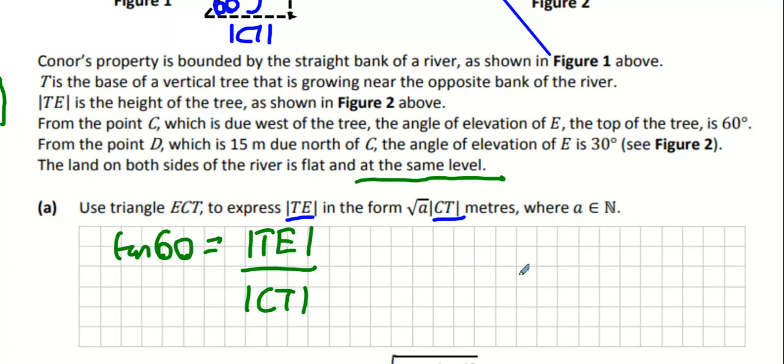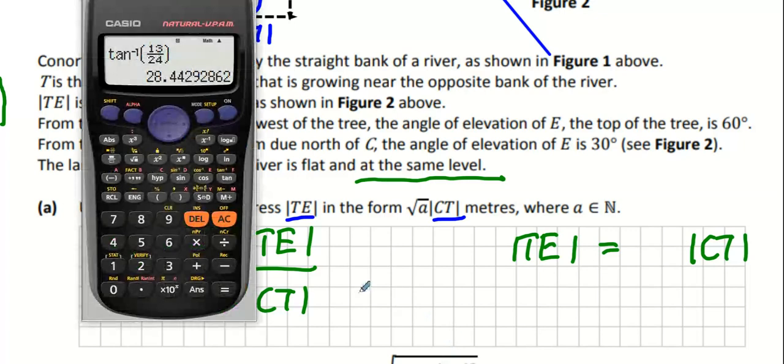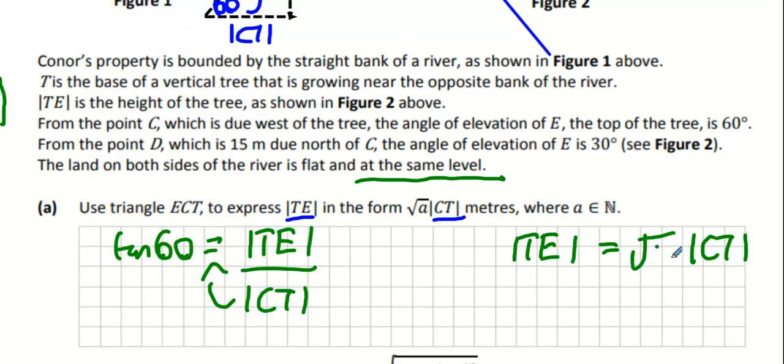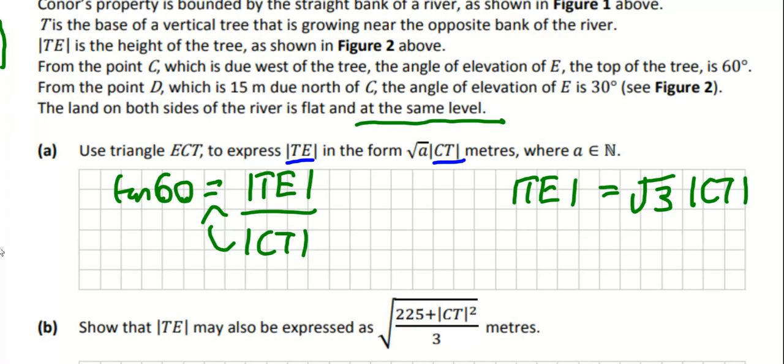And therefore, TE on its own is tan 60 multiplied by CT. And if you look up what tan 60 is on the calculator, it's root 3. So you have TE equals root 3 CT. We cool with that? Okay.